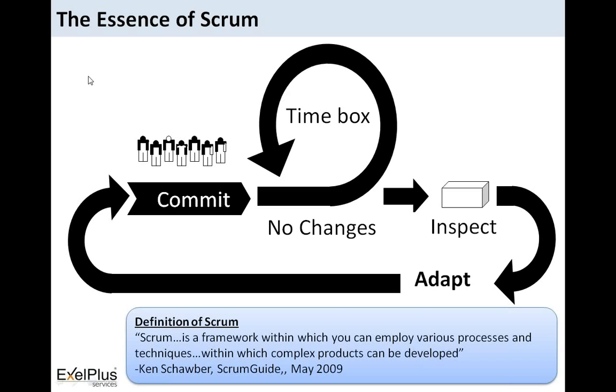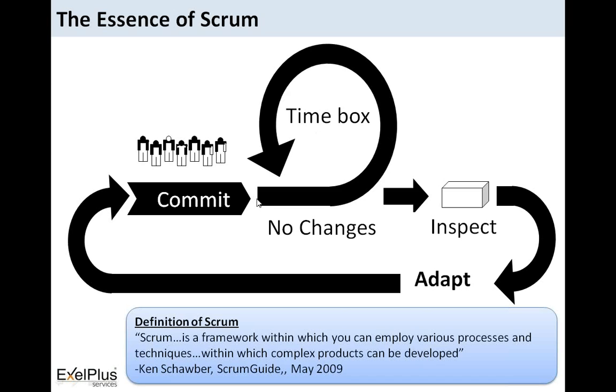In order to do that, the Scrum team first commits to what they want to deliver at the end of the time box, and once they commit, they start working in the time box. In the end they deliver the working software, which will be inspected by the customer, and whatever feedback the customer gives is taken and adapted in the subsequent time box.